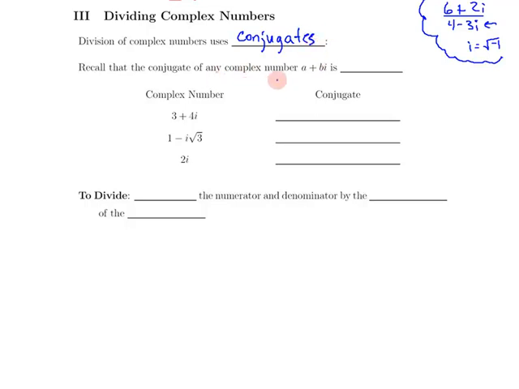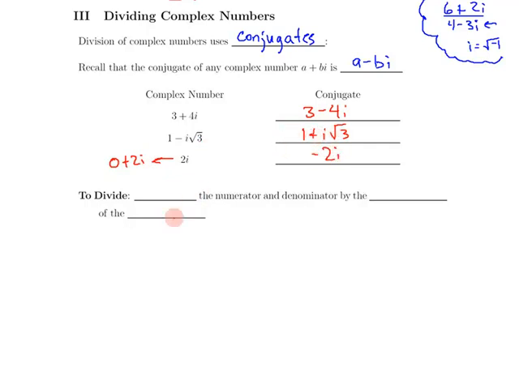Okay, recall that the conjugate of any binomial, including complex numbers, is the same two terms with the middle sign changed. So the conjugate of a plus bi is a minus bi. The conjugate of 3 plus 4i is 3 minus 4i. The conjugate of 1 minus i square root of 3 is 1 plus i square root of 3. And the conjugate of 2i, or in other words, 0 plus 2i, is 0 minus 2i, or minus 2i.